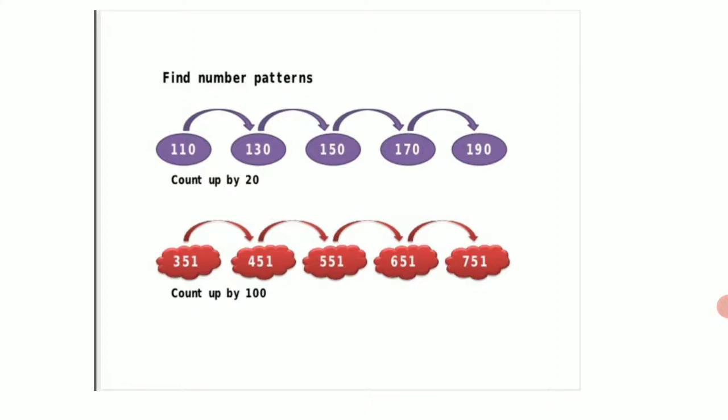Now we are going on counting up by 100 more. Skip counting by counting up. Counting up means adding up. Counting down means subtracting. We are counting up by 100.